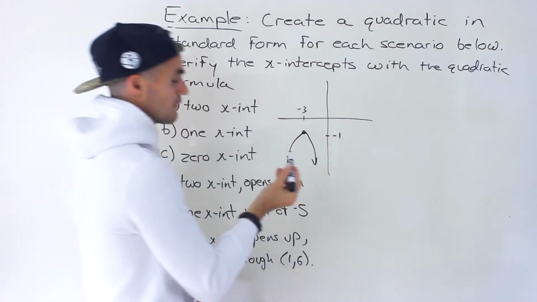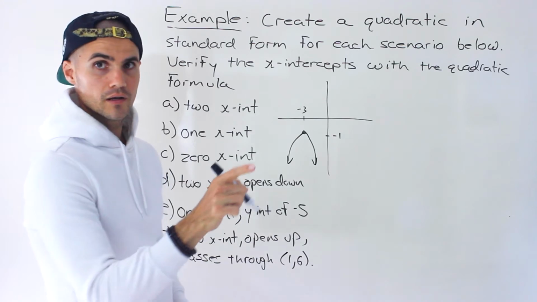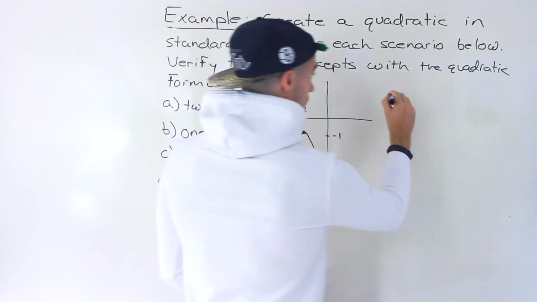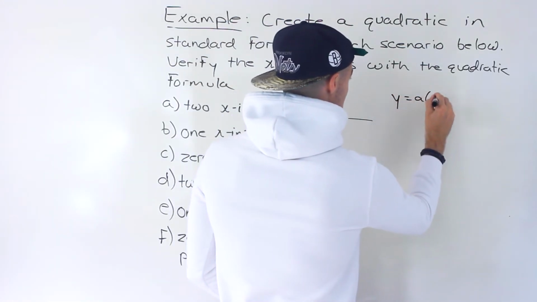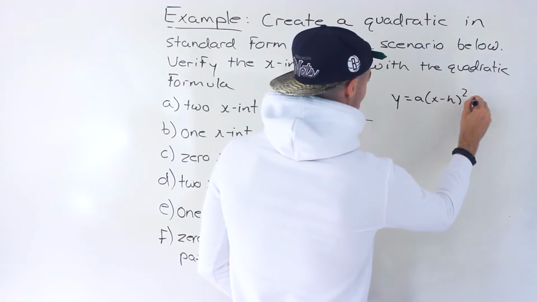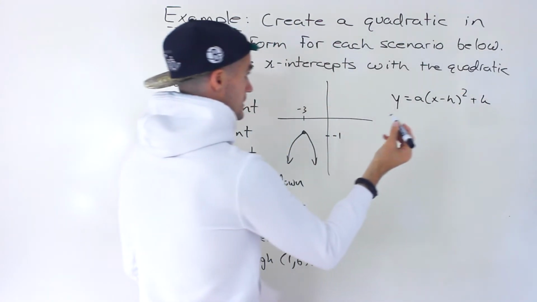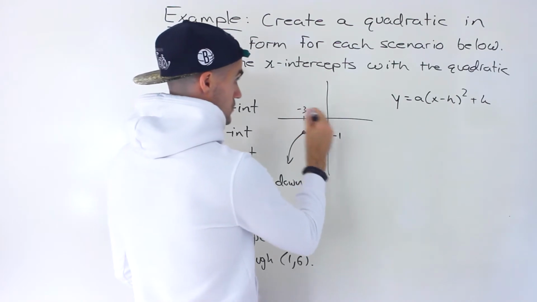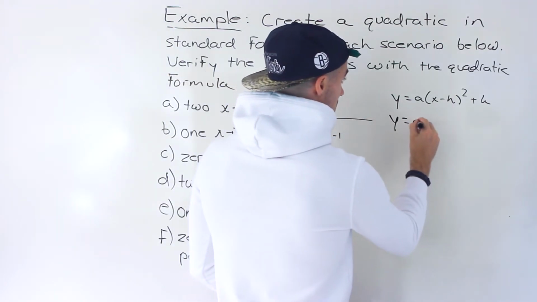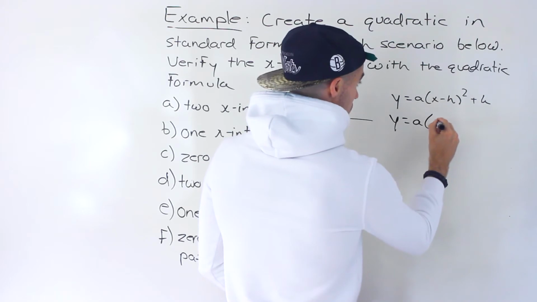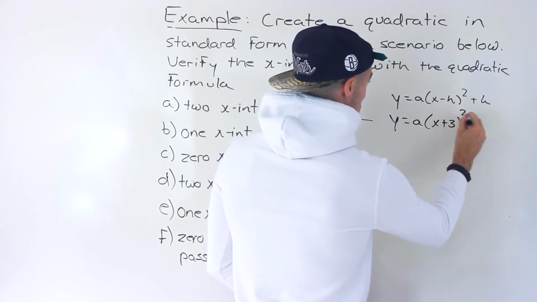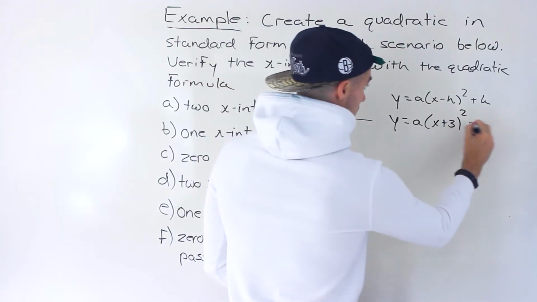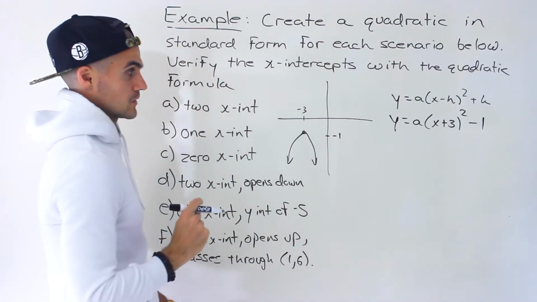Now, because we're dealing with a vertex, I would recommend putting it in vertex form first. Remember, vertex form is this, where that h and k value is going to be the vertex. So the h value is the x value of the vertex, which is -3 in this case. So this would be x minus -3, which would be x plus 3 squared. And then the k value is -1.